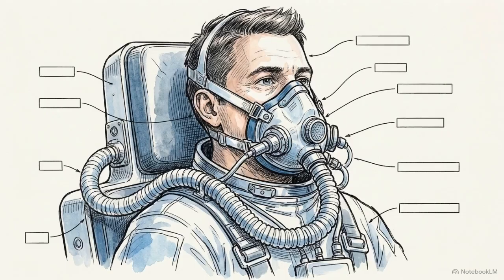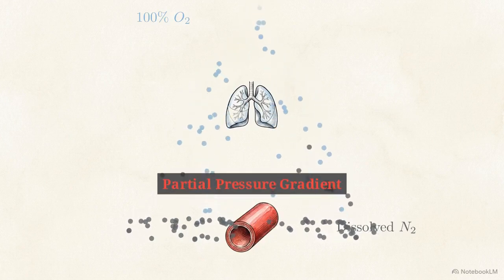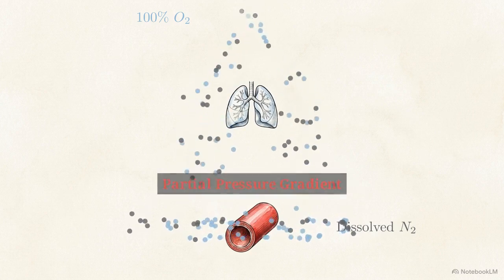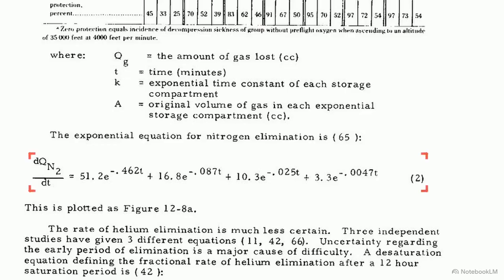To mitigate the kinetic threat, crews undergo denitrogenation, routinely referred to as pre-oxygenation. By breathing 100% oxygen, the astronaut alters the partial pressure gradient in their lungs. This physically forces the dissolved nitrogen to diffuse out of their tissues and into the exhaled breath. The rate of this nitrogen elimination is plotted using a multi-compartment exponential decay model.